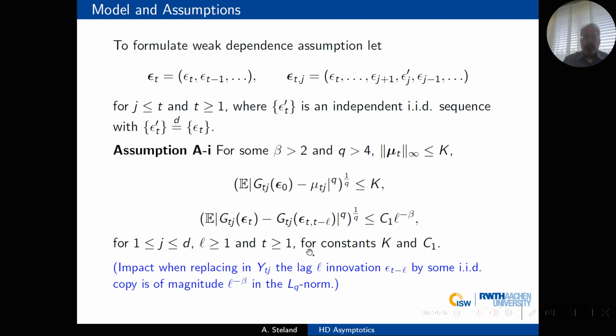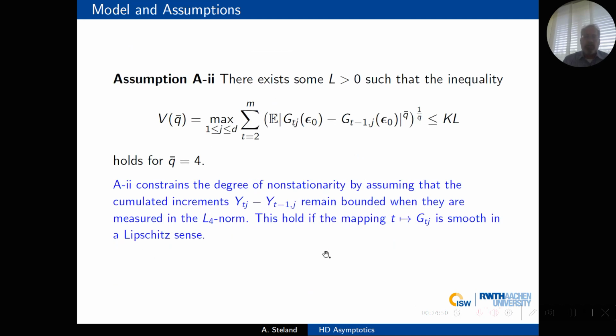Okay, and it is assumed that this is uniform in the coordinates of our data. The second assumption which is needed constrains the degree of non-stationarity by assuming that the cumulant increments between different time points are bounded in the L4 norm, even if we cumulate them.